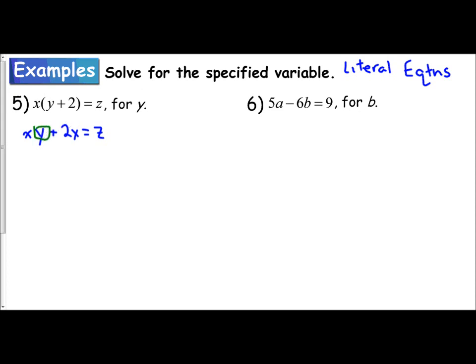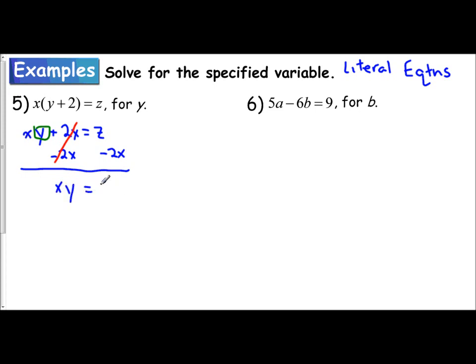And what we do is we apply the same techniques we did when we solve an equation in just slope-intercept form, or we solve a regular equation. We get rid of any addition or subtraction first, and then we get rid of any multiplication or division. So the first thing I'm going to do is subtract 2x from both sides. That's going to allow me to cancel out 2x. So all I'm left with on the left side is xy.